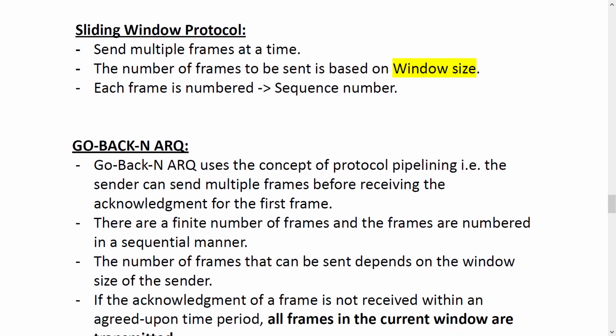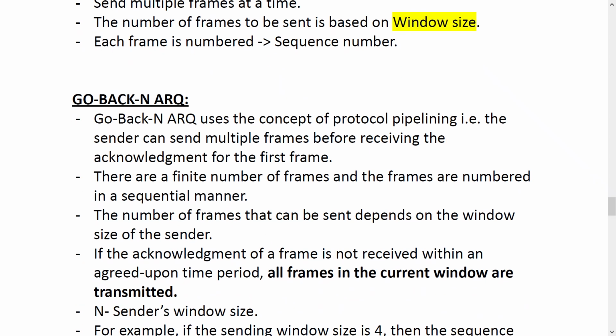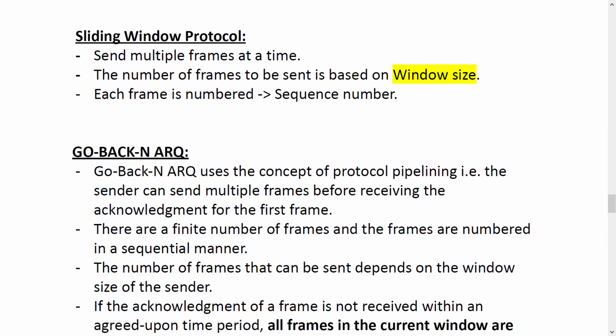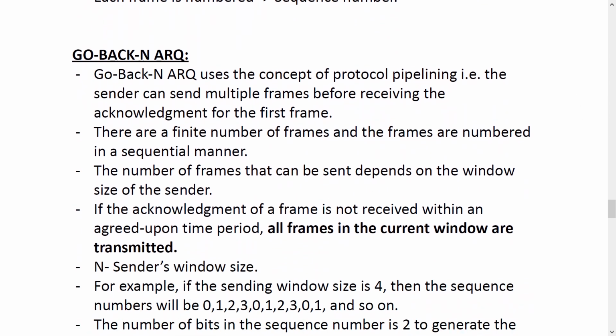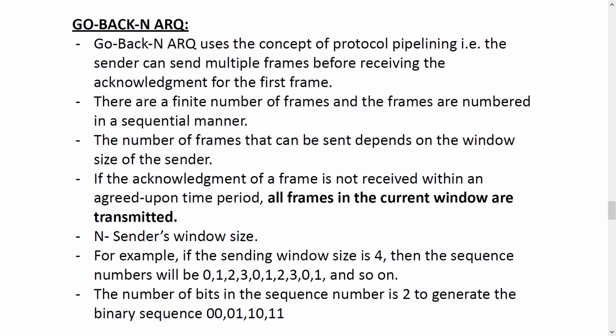To solve or mitigate this problem a little bit, we use a concept called sliding window. The key idea behind this concept is to send multiple frames at a time. And one of the protocols that utilize the sliding window concept is Go-Back-N ARQ. So what's Go-Back-N ARQ? What are the properties of Go-Back-N ARQ?